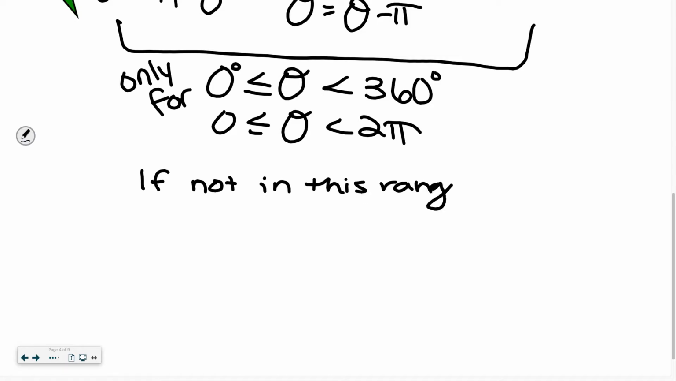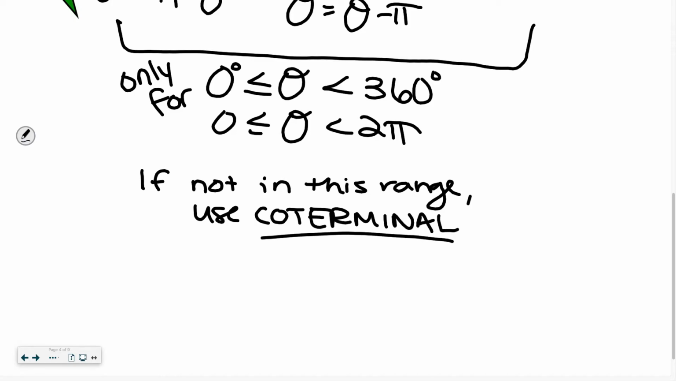If you get an angle that's not in that range, use a coterminal angle. So now we're seeing the benefit of being able to name angles that are the same angle with a different measure, because then we can apply this reasoning.